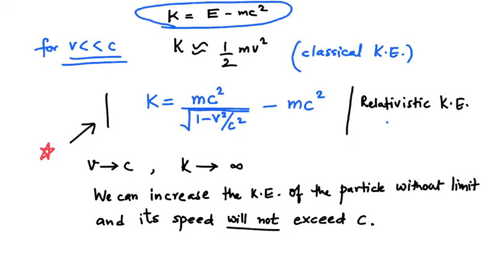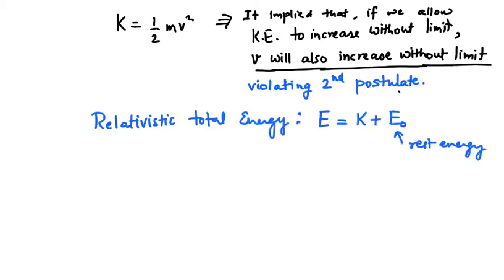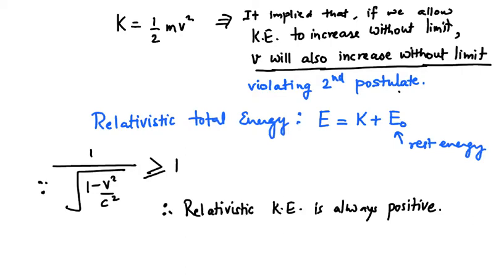However, in the classical case, when K is equal to half mv², it implied that if we allow kinetic energy to increase without limit, v will also increase without limit, violating the second postulate. That is why the new relativistic kinetic energy is the correct form of energy. And again, revising that the relativistic total energy is given by E equals K plus E naught, where E naught is the rest energy. Note that since this quantity is always greater than or equal to 1, the relativistic kinetic energy is always positive, just like its non-relativistic counterpart half mv².